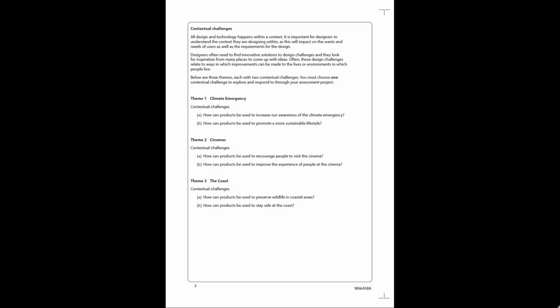And how can products be used to stay safe at the coast? So probably the biggest one there is consider the dangers at the coast. We're not just talking about beaches necessarily here, although it could be a beach, but you have also got other coastal features, cliffs, that type of thing. Water danger clearly. So how can products be used to stay safe? What are those dangers? And again, focus on a specific danger. Don't try and be too broad. And then what product could you design that could make it safe for someone when they're at the coast?